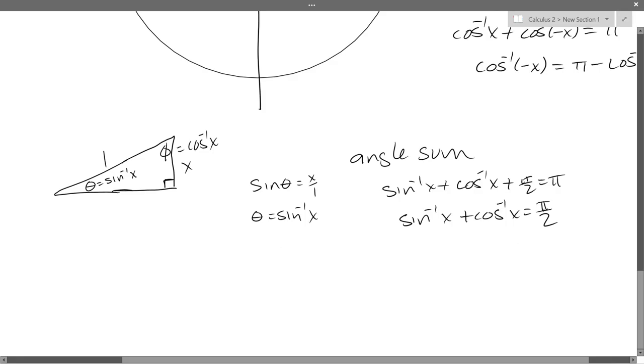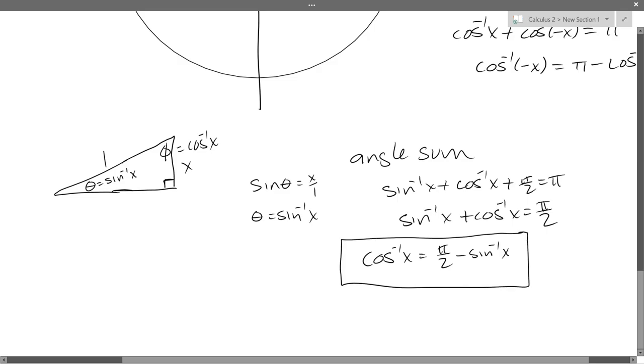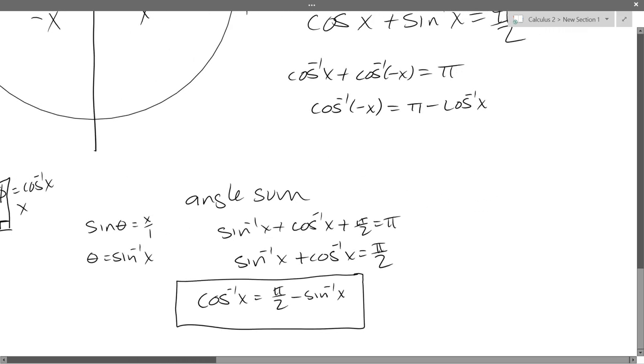So if I solve for cos inverse x, I can write it as pi over 2 minus sine inverse x. So I will box the two more useful ones.